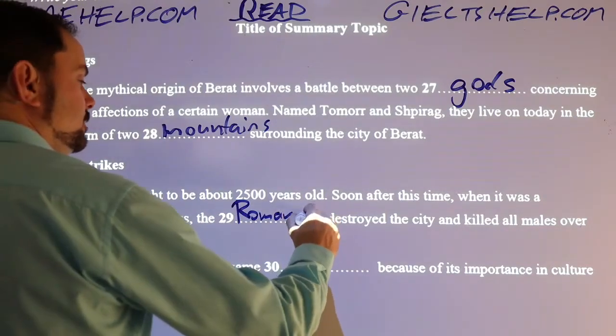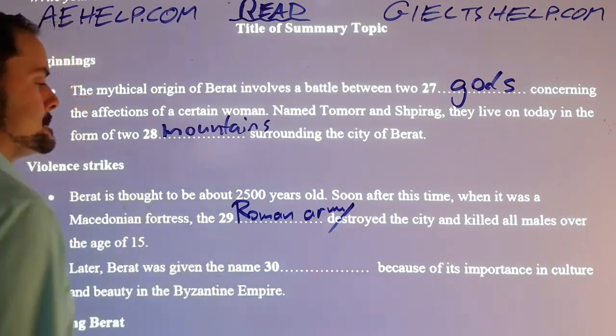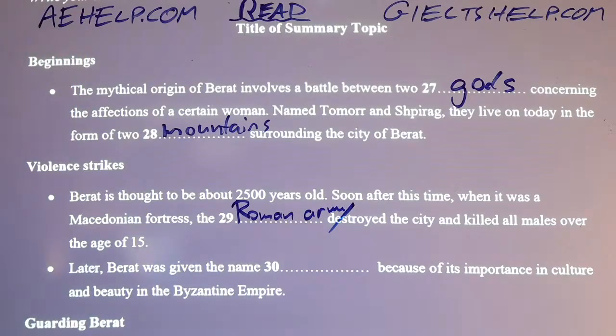Roman army. Okay. Destroyed the city and killed all males over the age of 15. All right. You could just do Romans as well.